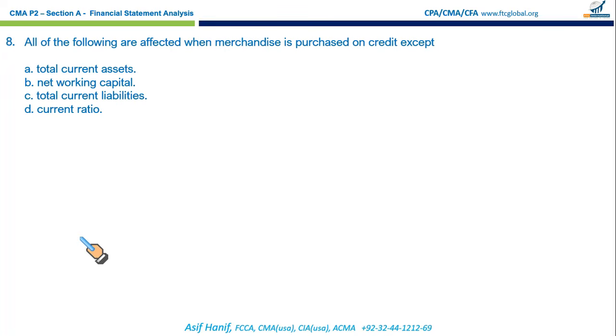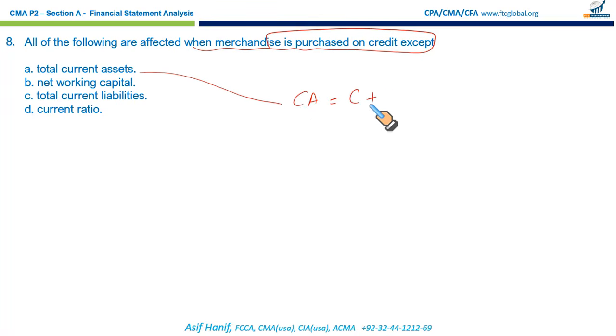All of the following are affected when merchandise is purchased on credit, except... Okay, when you buy goods on credit, does it increase your total current assets? Yes, because current assets include cash, marketable securities, account receivables, inventories and prepayments. So when you purchase inventory on credit, that clearly increases your total current assets. It's true. We need to look for the one that doesn't change.